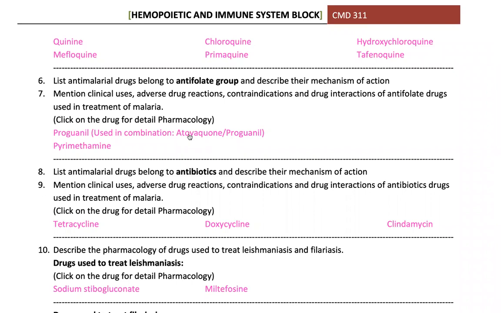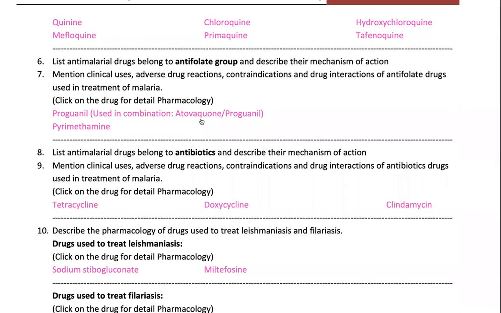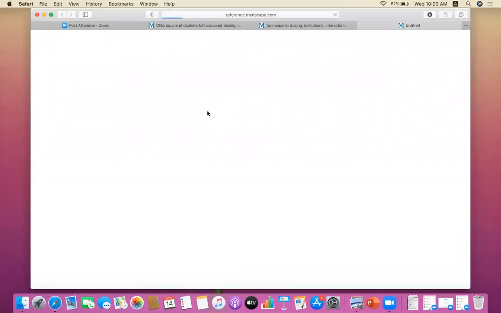Just click on the drug link, you will get all the information regarding atovaquone and proguanil. Let us see atovaquone and proguanil.